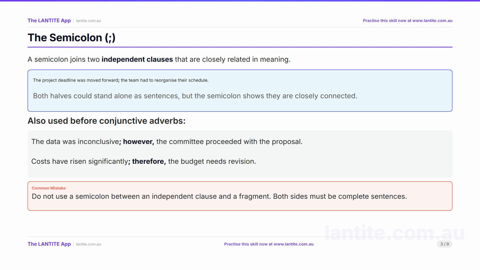You also use a semicolon before conjunctive adverbs like however, therefore, moreover, and consequently. The data was inconclusive; however, the committee proceeded. Notice the pattern: semicolon, then the adverb, then a comma. One common mistake is using a semicolon between a complete sentence and a fragment. Both sides must be able to stand alone as complete sentences.